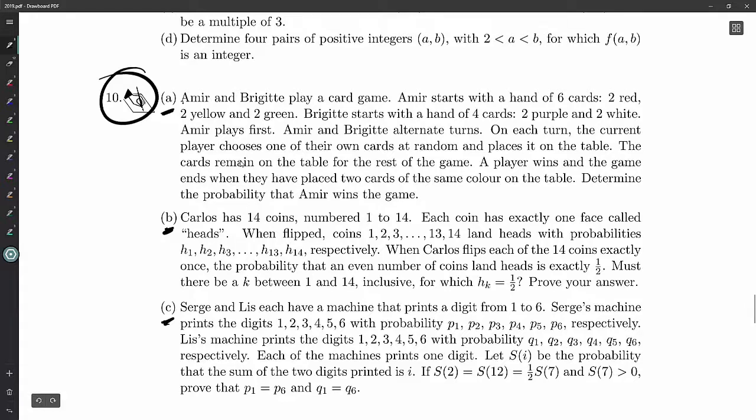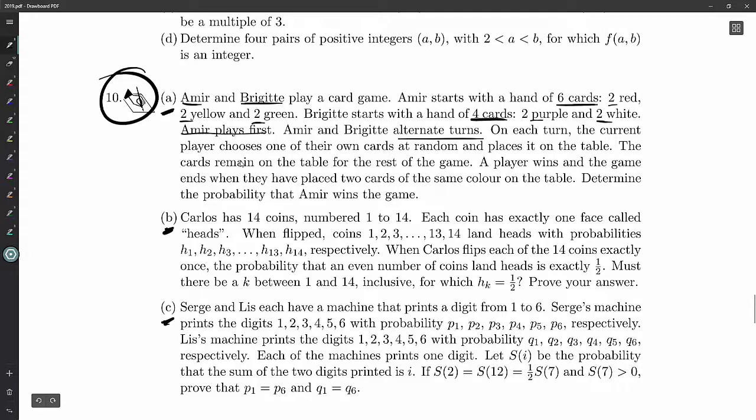What do we got? Amir and Bridget play a card game. Amir starts with a hand of 6 cards, 2 red, 2 yellow, 2 green. Bridget starts with 4 cards, 2 purple, 2 white. Amir plays first, and they alternate turns. It'll go Amir, Bridget, Amir, Bridget, Amir, Bridget.